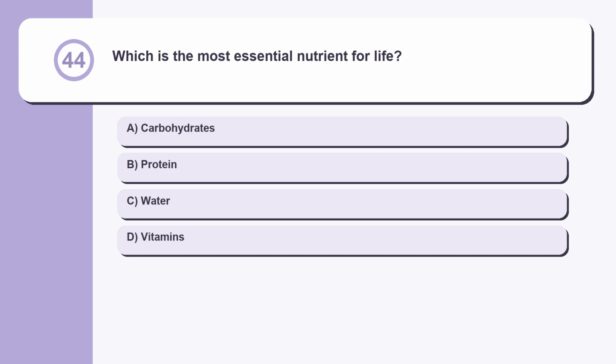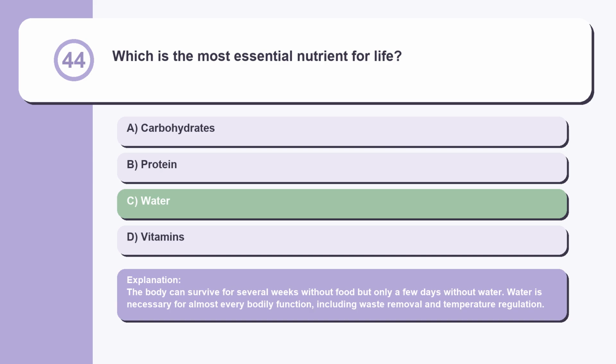Question 44. Which is the most essential nutrient for life? Carbohydrates, protein, water, vitamins. The body can survive for several weeks without food but only a few days without water. Water is necessary for almost every bodily function, including waste removal and temperature regulation.